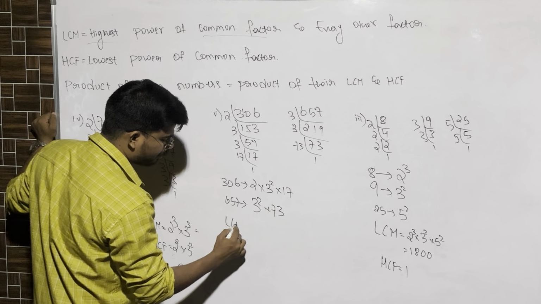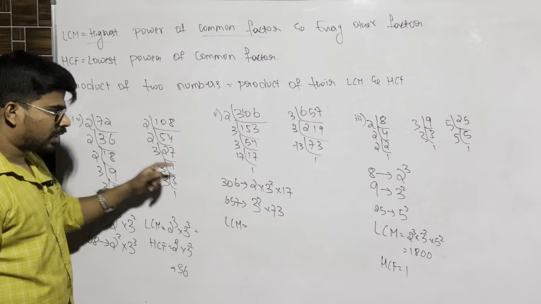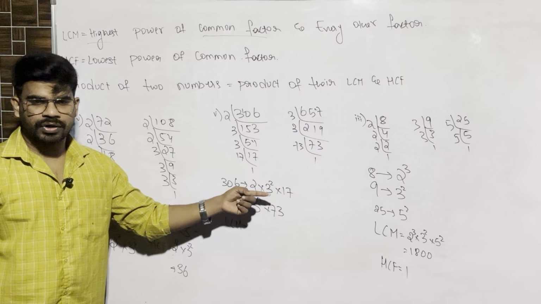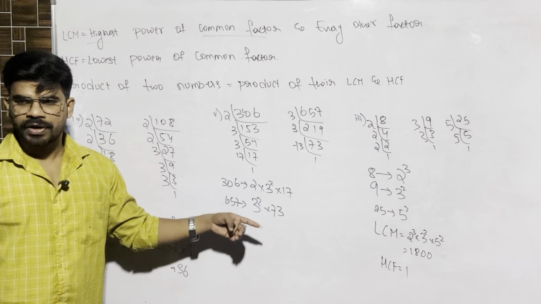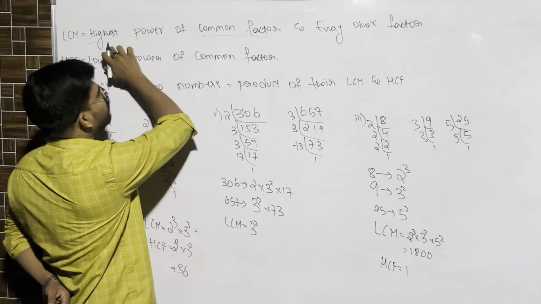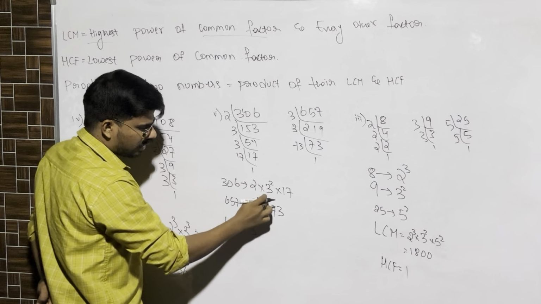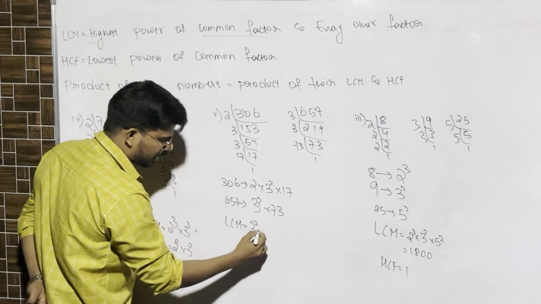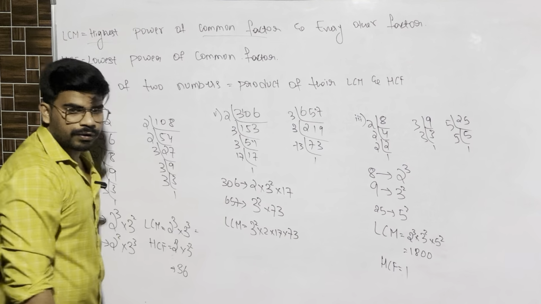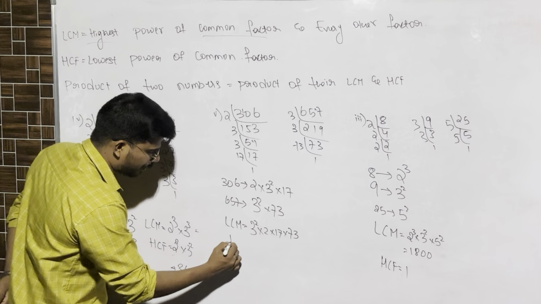LCM. What is the common factor? 3 square. If 3 square and 3 cube were there, then we would consider the highest power, but in the common factor both of them have 3 square only, so we will consider 3 square. Highest power of common factors and every other factor. Apart from 3 square, 2, 17, 73, so 3 square into 2 into 17 into 73. If you multiply these values, you will get LCM.